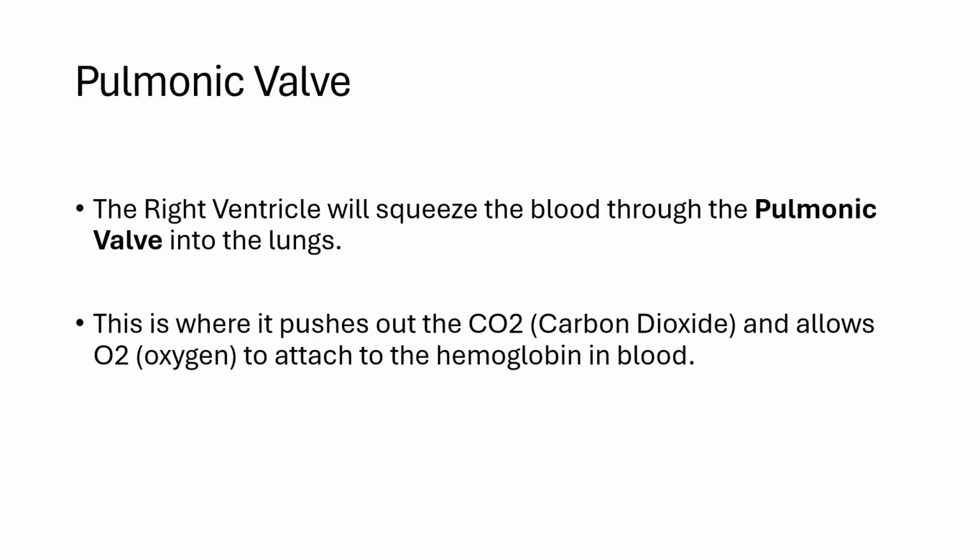So then the right ventricle is going to squeeze the blood through the pulmonic valve into the lungs. If you think lungs and pulmonary, it kind of makes sense that the pulmonic valve will be the valve that's going to open up and allow blood to go into the lungs. This is actually where that gas exchange will take place. The oxygen goes into the lungs. It's going to push off all the CO2 and allow O2 to attach to the hemoglobin in the blood. So we're oxygenating the blood at this point in the lungs.